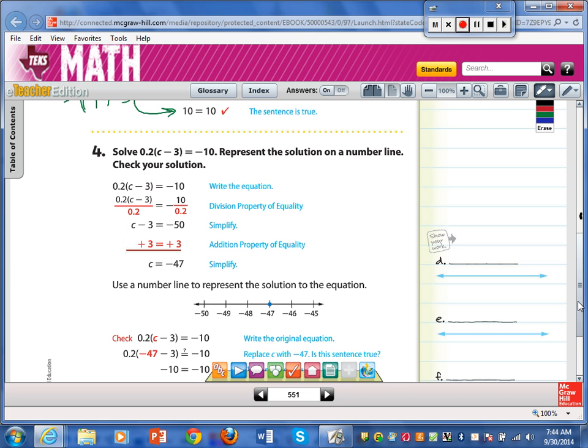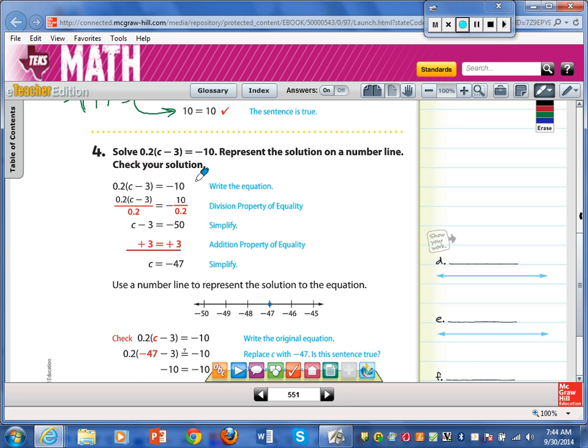All right, number 4 is no big deal. The only thing that you notice here, we still got some grouping here, c minus 3, but all this is being multiplied by 0.2 or 2/10. So basically what we need to do is get rid of this. Since this is multiplication, we have to undo it by doing division.